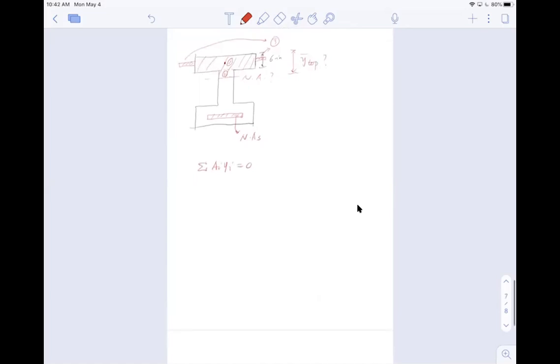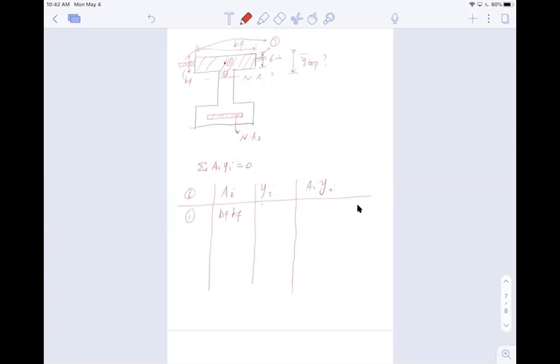So to proceed to calculate that, I want to list a table here: the part label, Ai, yi, and Ai multiplied by yi. I make a tiny table here. So part 1, Ai is the bf on the top, so bf multiplied by hf.